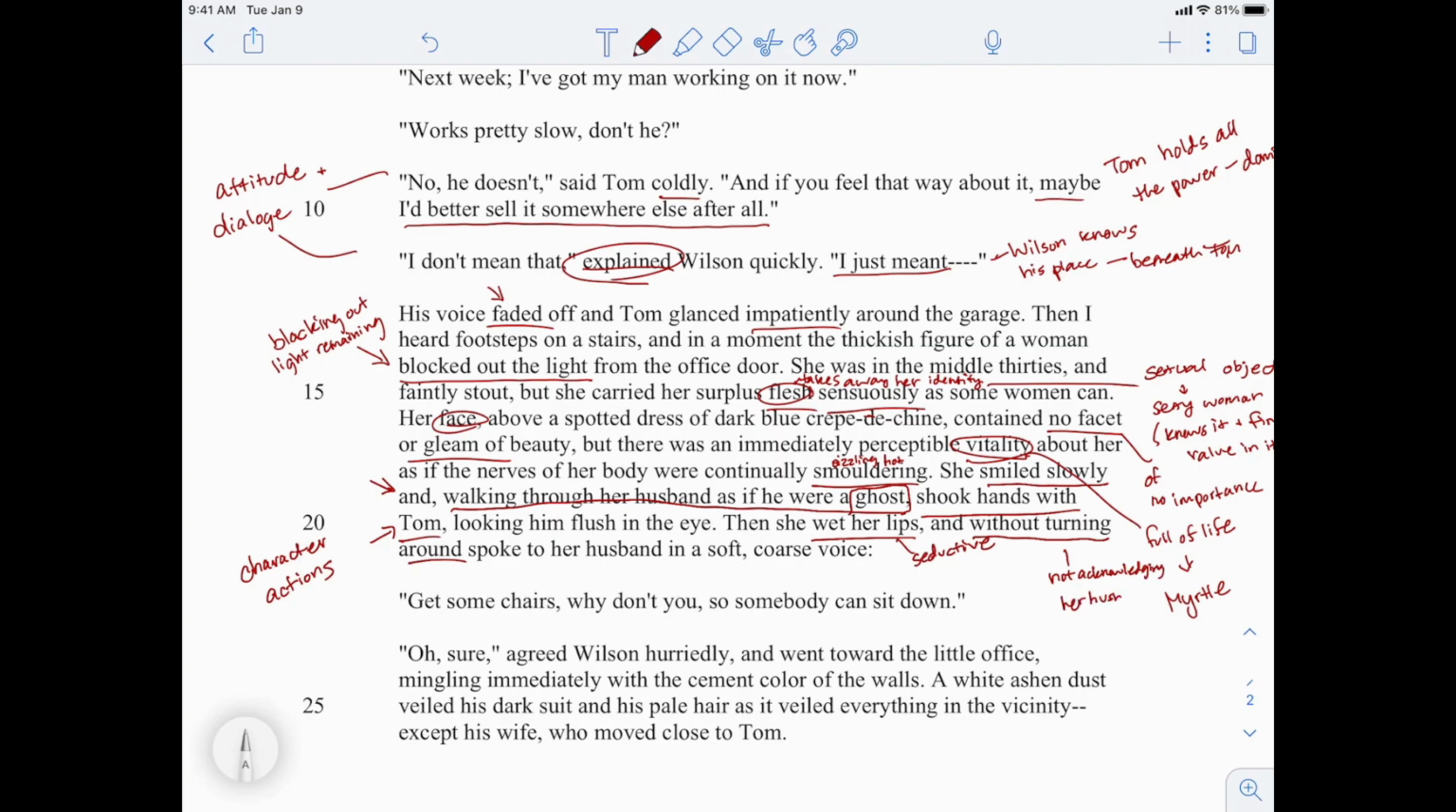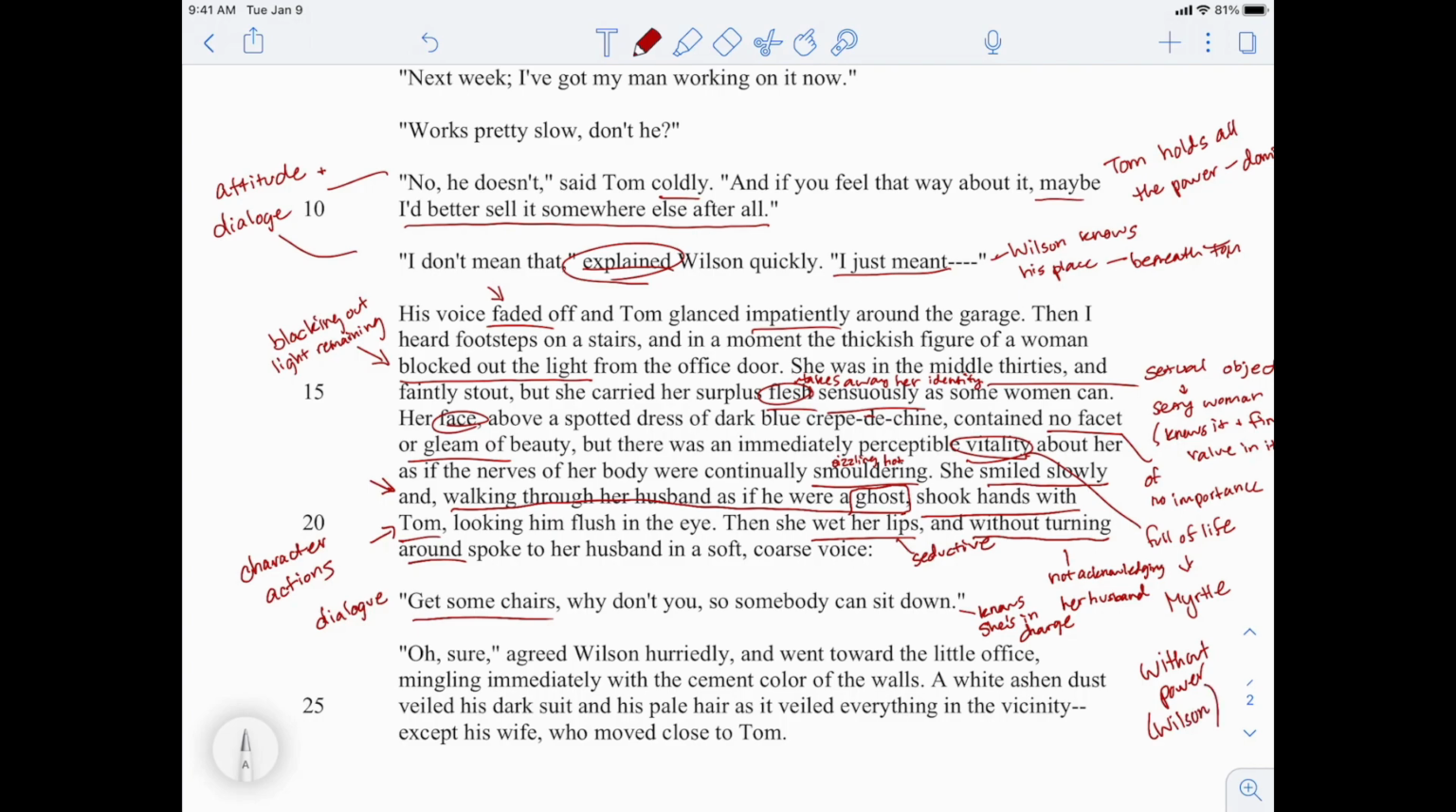The only way that she acknowledges him is simply to say, "Get some chairs, why don't you," so somebody can sit down. Okay, so in her dialogue, the one thing she says to her husband, she doesn't even acknowledge him with a look. Instead, she just bosses him around. So that shows us that she knows that she's in charge. Okay, so in terms of power, Tom has the power over Wilson, but also his wife does as well, which further characterizes Wilson as without power.